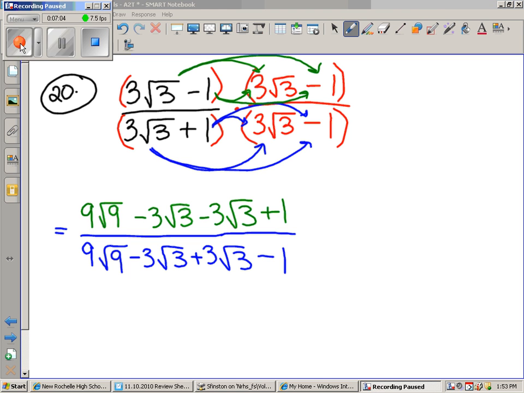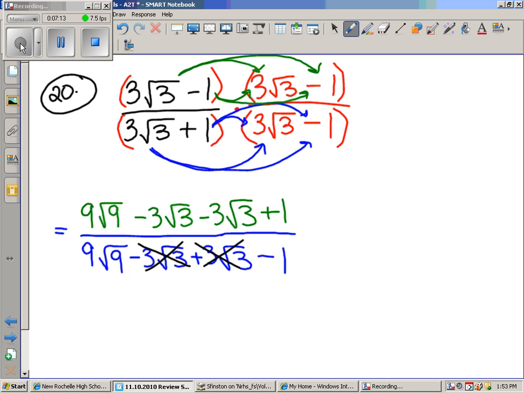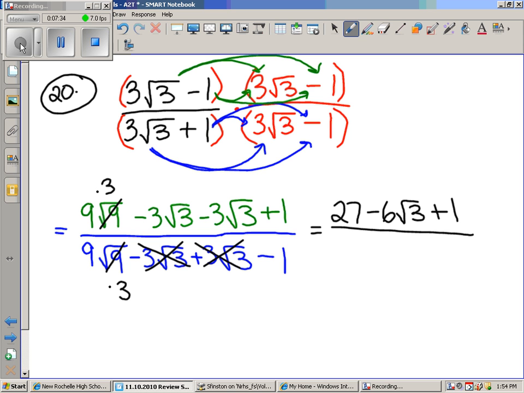All right, guys. So we multiplied. Now let's simplify, and let's do this without rewriting all of our work. These two negate each other and cancel each other off. Anywhere you see a square root of 9, that's really just like a 3. So this is really 9 times 3 on top. Now we got 27 minus 6 radical 3 plus 1 over 27 minus 1.